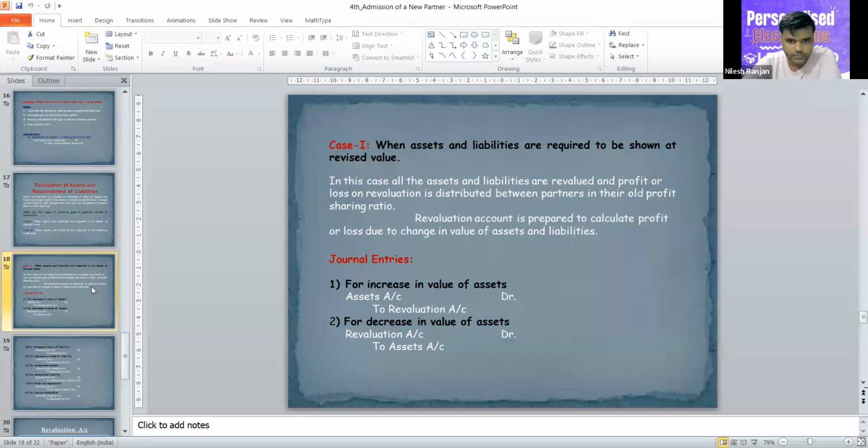Okay, sir. Now, revaluation account is prepared to calculate profit or loss due to change in value of assets and liabilities. Now, journal entry for increase in value of assets. So these are the entries, and on the basis of these entries, we prepare the revaluation. Yes, sir. Okay. So actually, you don't remember the journal entry, but after seeing these journal, the first for increase in value of assets, for decrease in value of assets. You understood the reason behind the journal entry? Can you explain it to me?